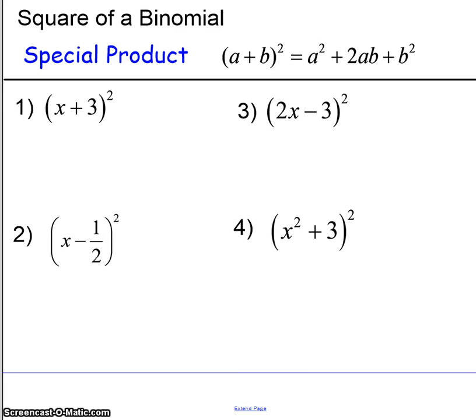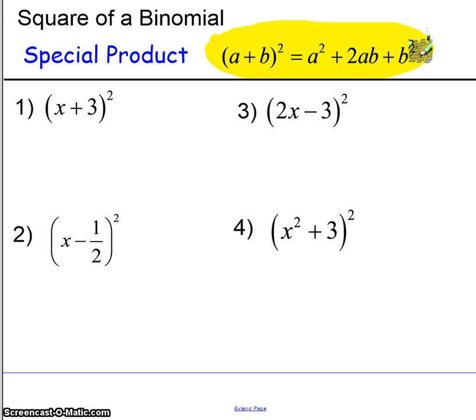All right, this is a pre-calculus video on squaring a binomial. You're going to use this formula right here. I'm kind of throwing in this topic, a multiplication or product rule, in the middle of a factoring unit. There's a method to my madness.